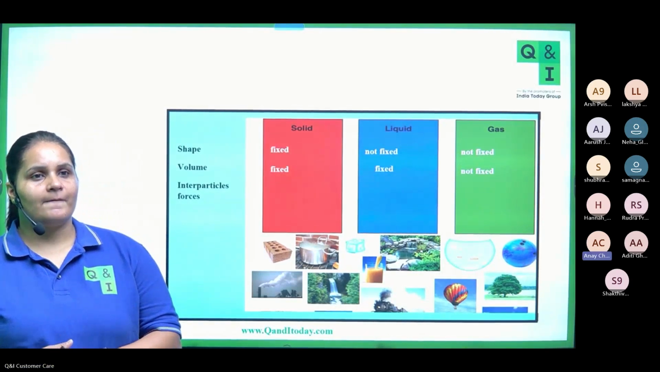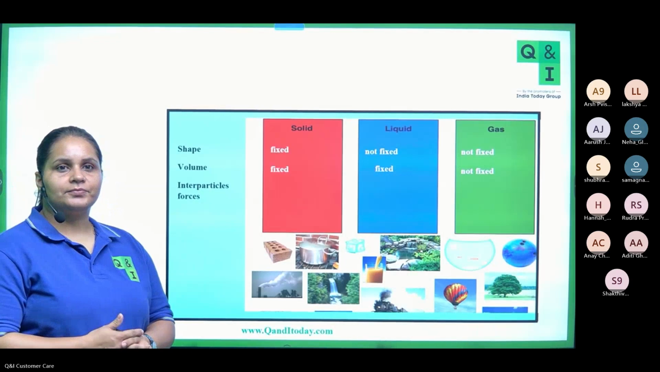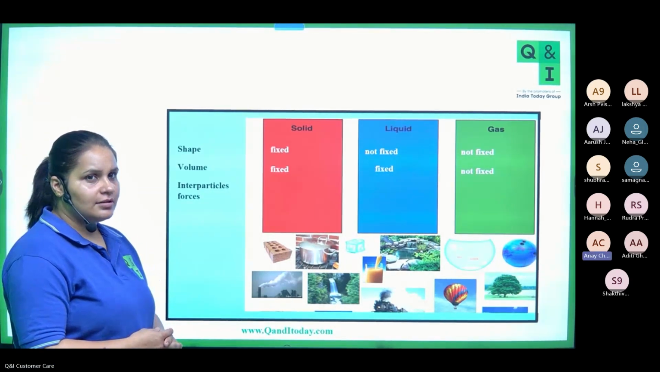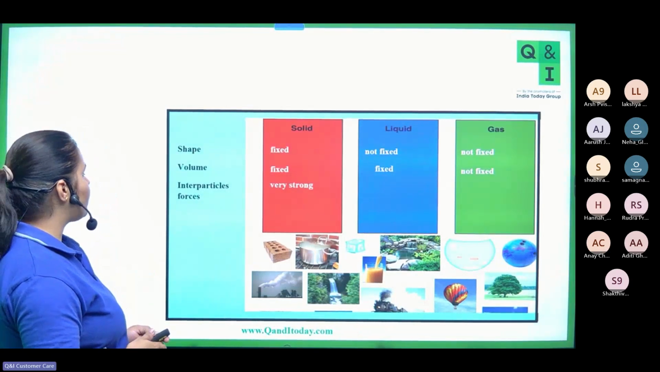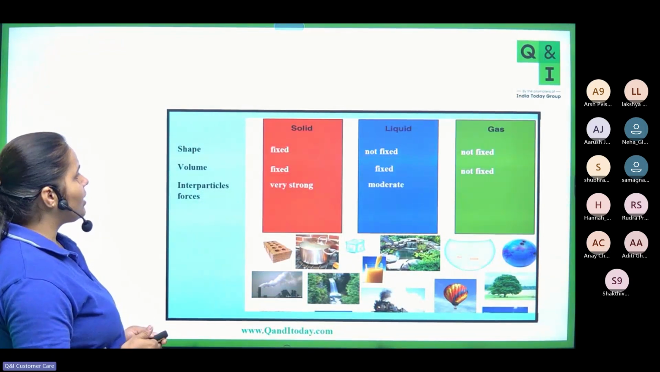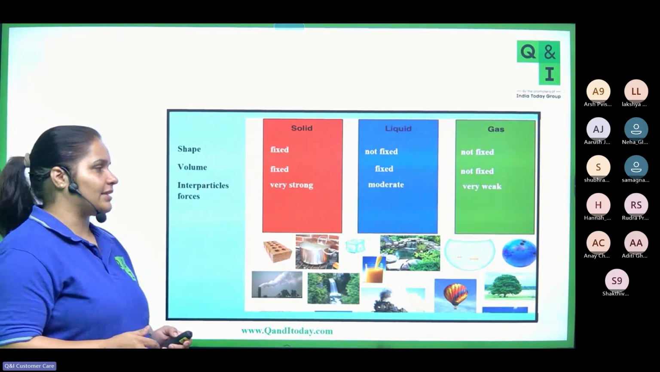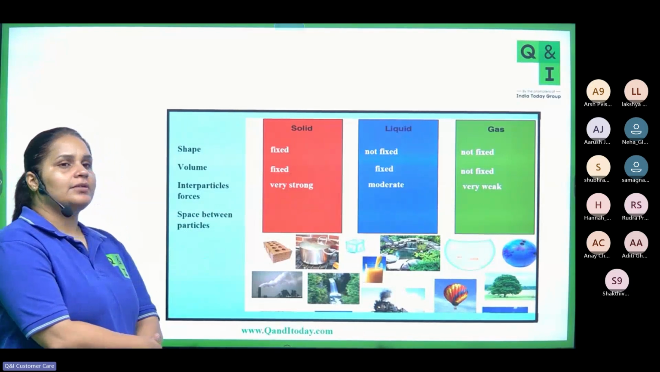Solid, strong, strongest. Okay. Gas, weakest. Yes, weakest, and liquid moderate. So very strong in case of solid, moderate in case of liquid, and very weak in case of gas. Okay, next one, interparticle spaces.